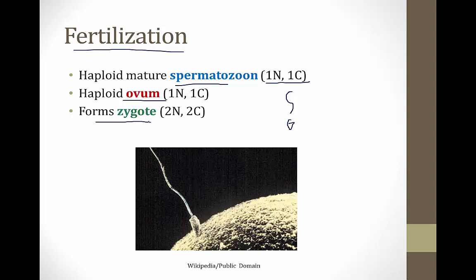Now, once the sperm and the egg merge, we have a situation where we have 2N and 2C inside of one cell. So for example, we have two copies of chromosome 6 now in the zygote, and each copy of chromosome 6 has one chromatid, thus there is 2N, 2C in the zygote.